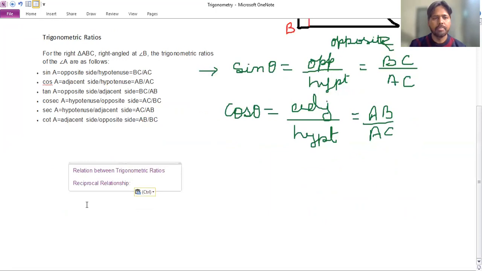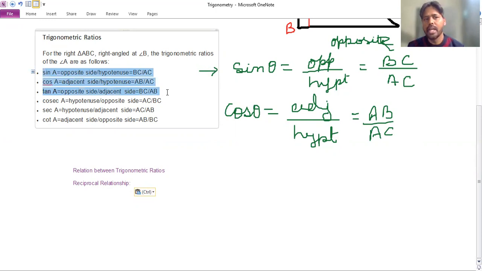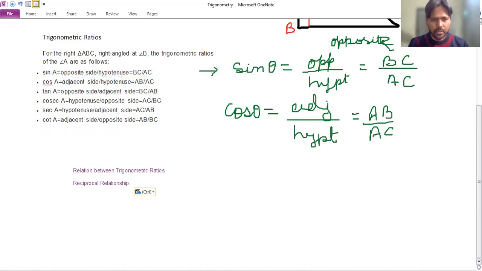The reciprocal relationship says that out of these 6, these 3 are the primary or basic trigonometric ratios, and out of these basic or primary trigonometric ratios we can find out the other 3 trigonometric ratios, that is sec, cosec and cot. So let's see how these reciprocal ratios are related to each other.